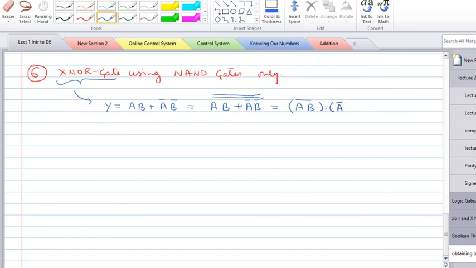So A bar B bar bar and this bar, now it is converted into NAND gate expression. So the implementation using NAND gate will be like this. This is A bar, okay, and here B bar.